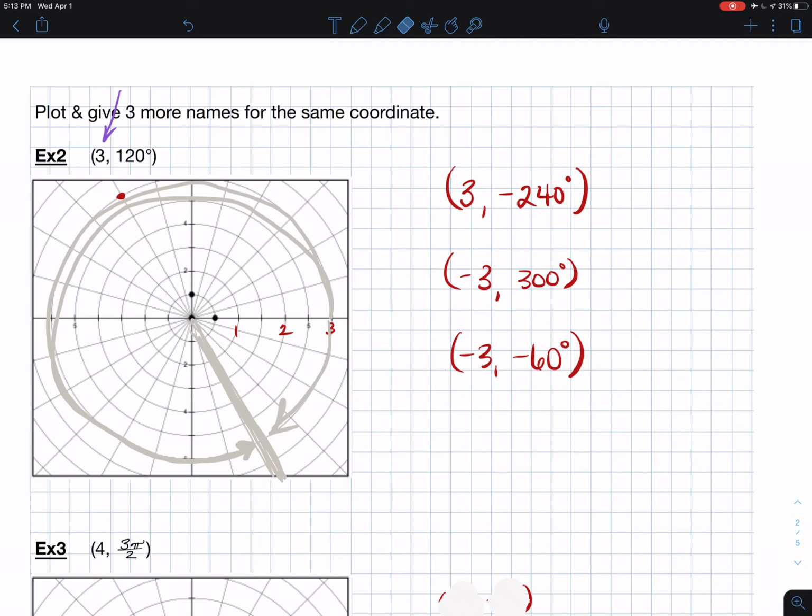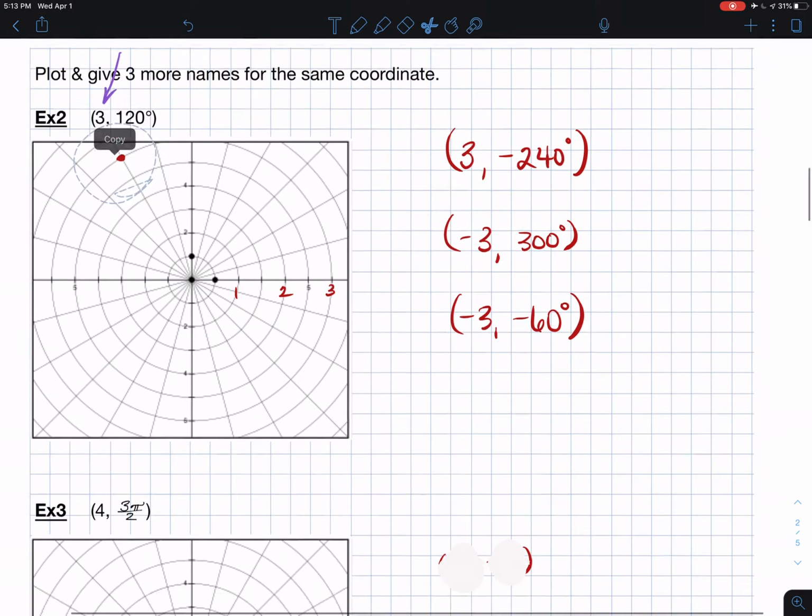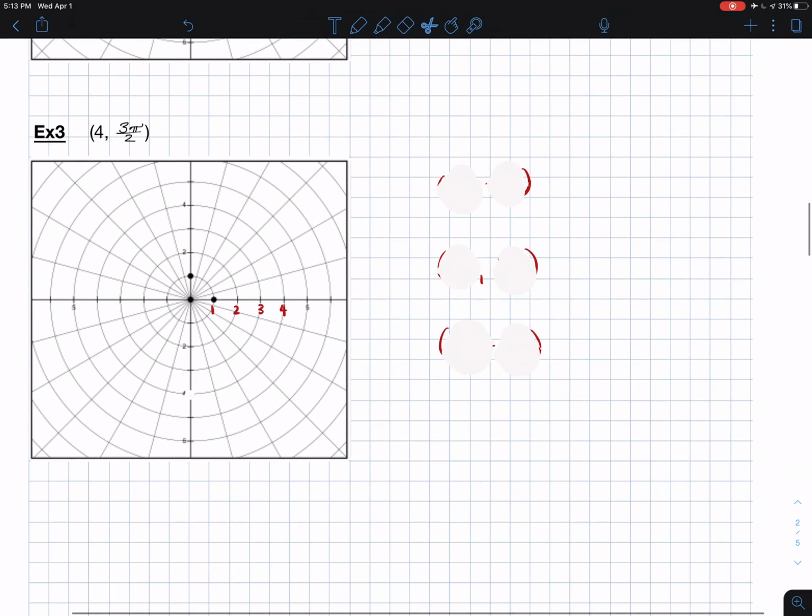So now I actually have 4 coordinate names that all land at the exact same spot. They all land in this spot right here, all 4 coordinates. Let's try that again. So on this one, notice that my spoke that I'm using is 3 pi over 2. So here's my spoke, and I can get to my spoke 2 ways.